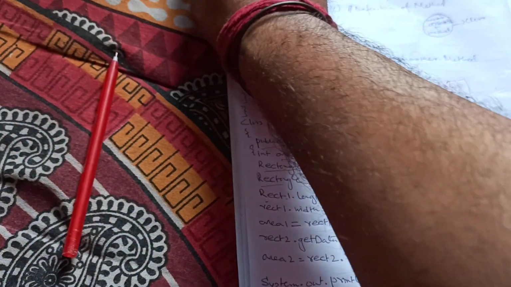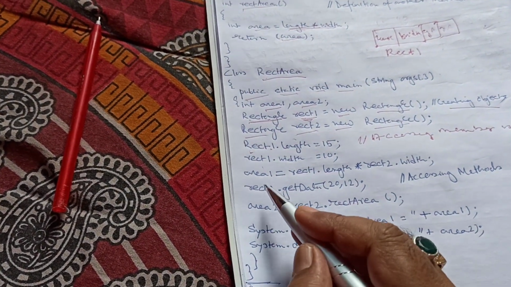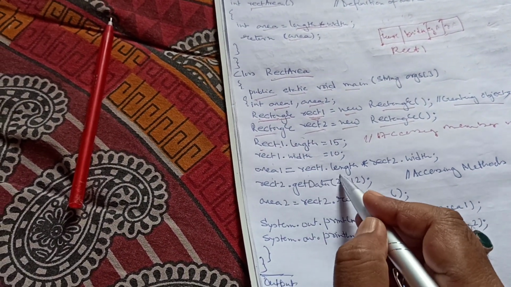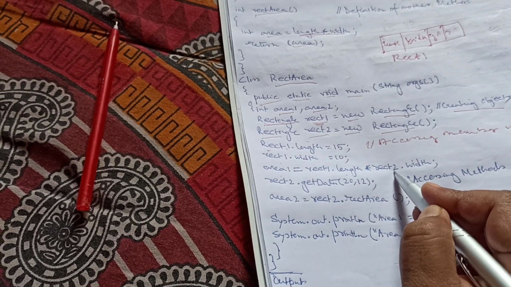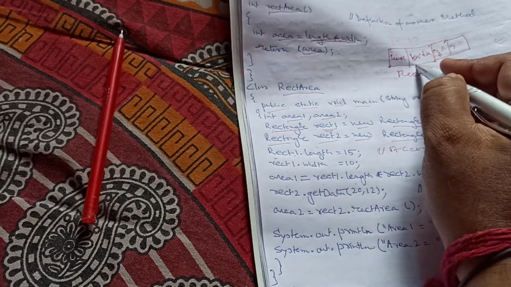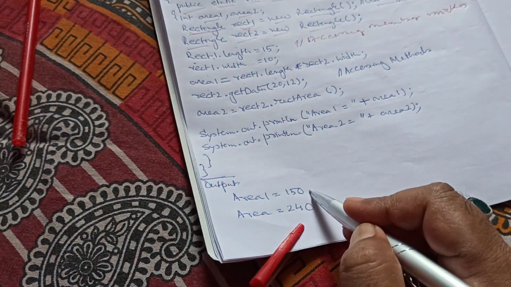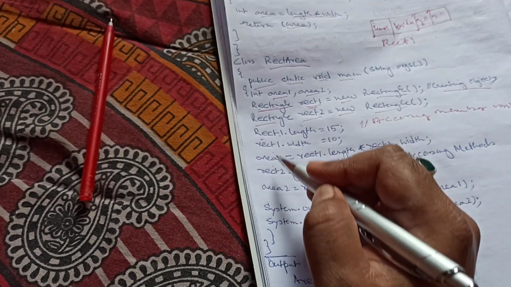Now here area1 is equal to rect1.length into rect1.width. So what is rect1.length? 15, and what is the width? 10. So what will be the output? Area1 is 150.